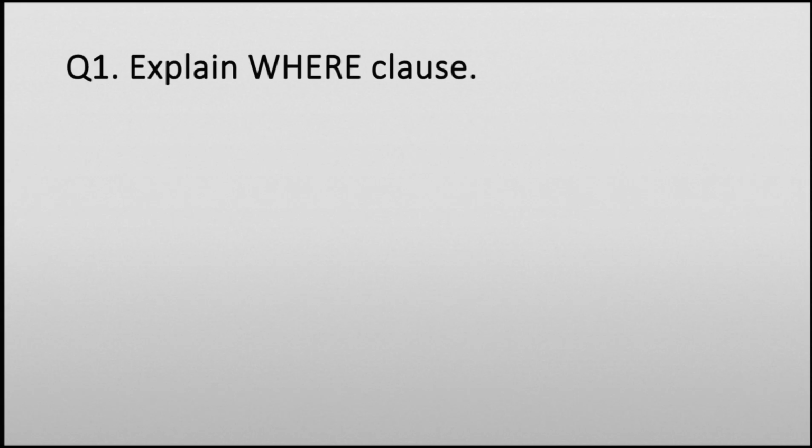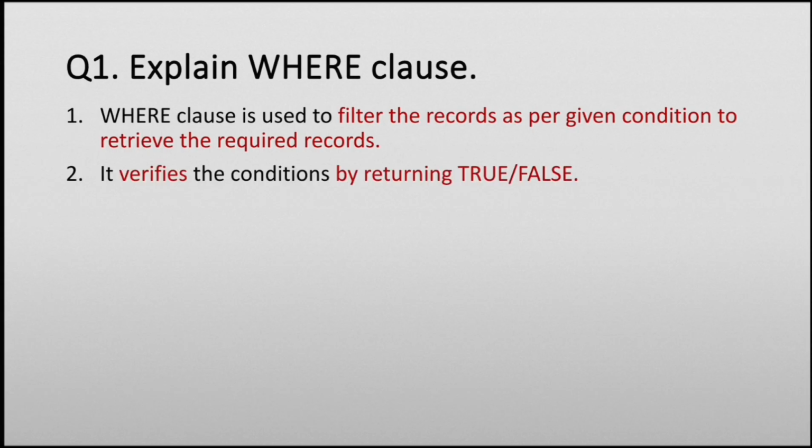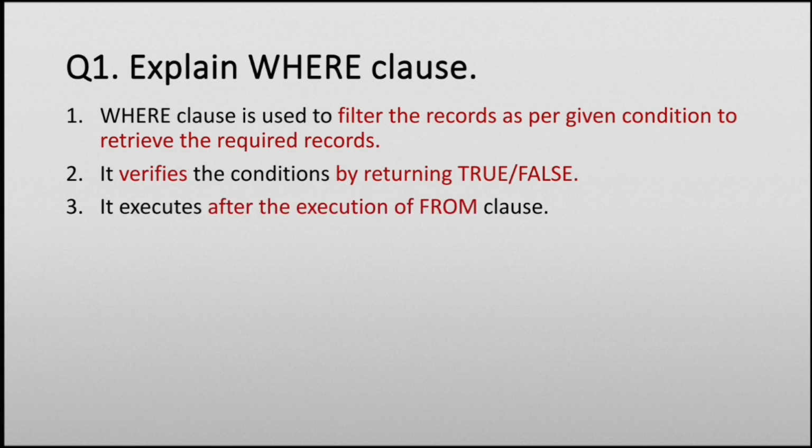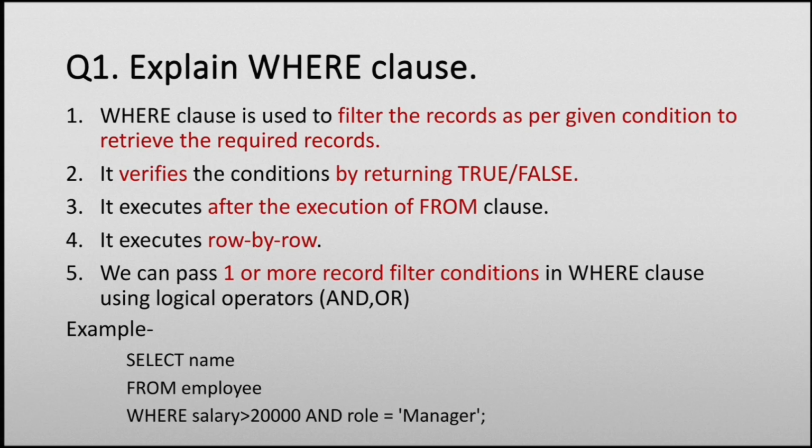Explain where clause. Where clause is used to filter the records as per given condition to retrieve the required records. It verifies the condition by returning true or false. It executes after the execution of from clause. It executes row by row, and we can pass one or more record filter conditions in where clause using logical operators. You can also explain the mentioned example.